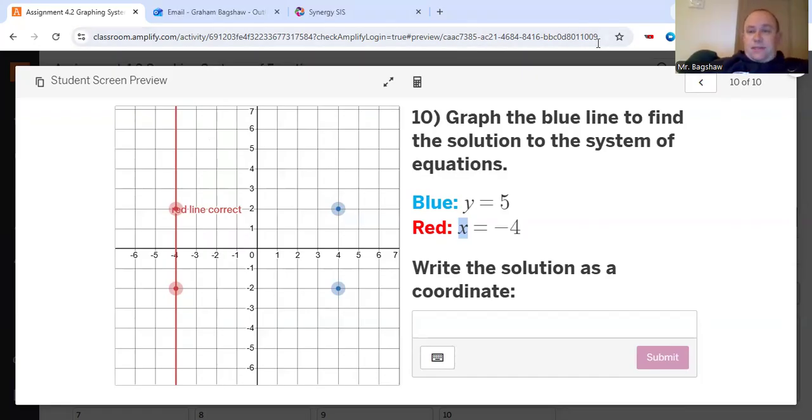All right, that should get you through these 10 questions. Make sure you use that Desmos calculator, and that will help you to find those answers.